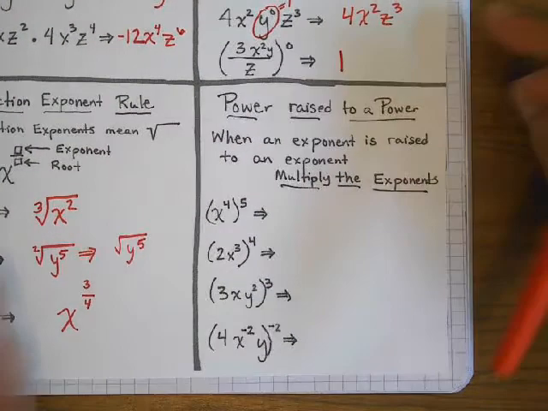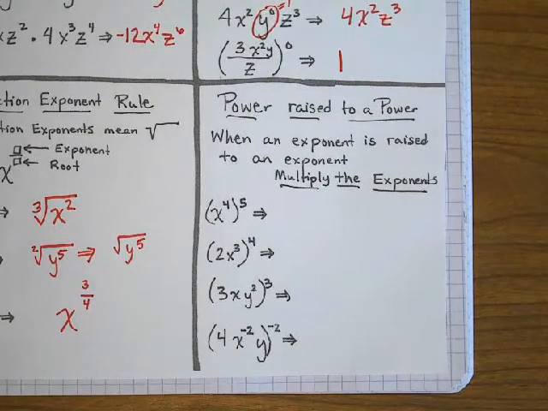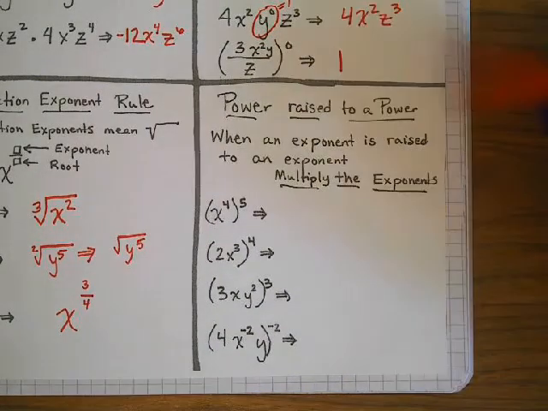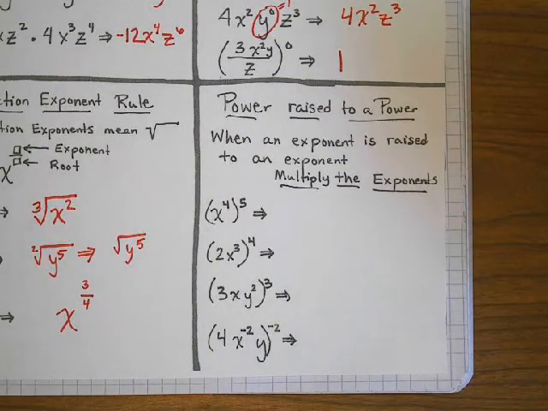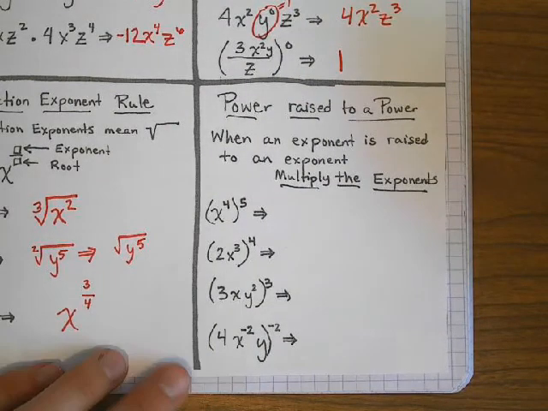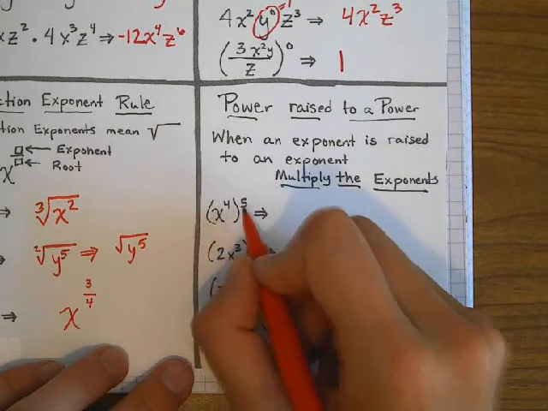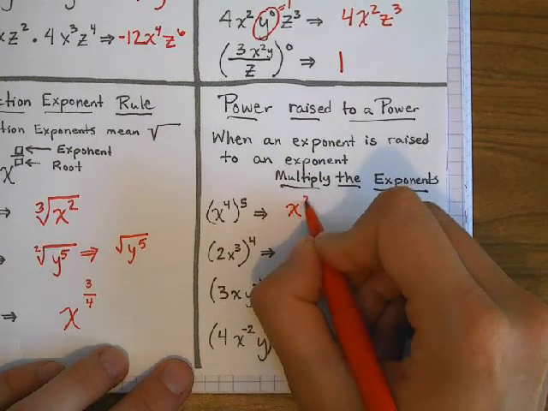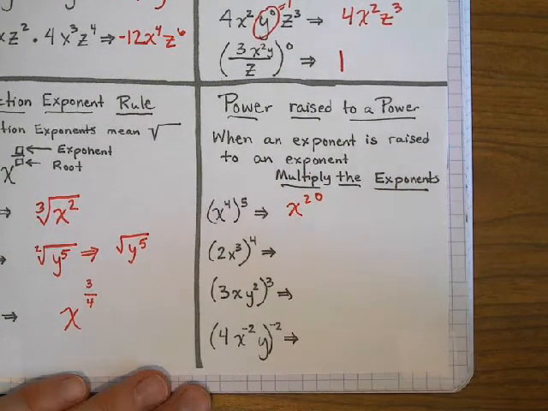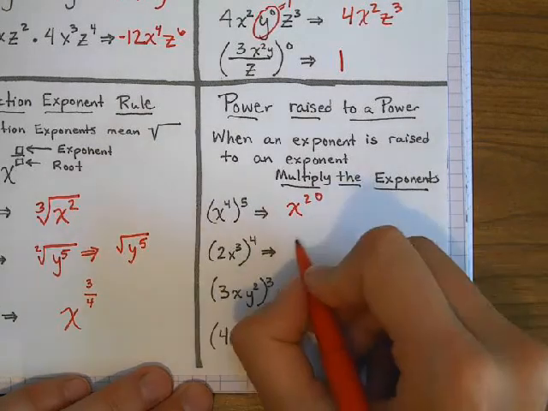All right, now going backwards, we're going to go back to power raised to a power. We needed to know our negative rule to do all of these examples. All right, so when a power is raised to a power, you multiply the exponents. You treat everything else the same, but you multiply your exponents. So here, 4 times 5, this would be x to the 20th.